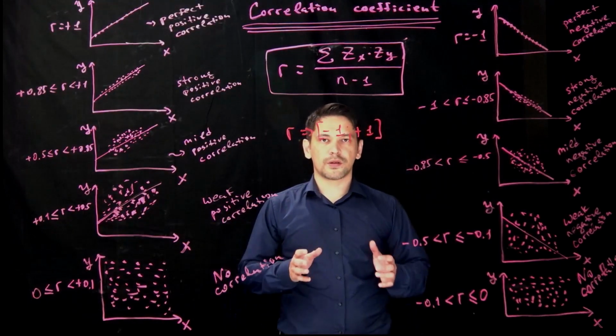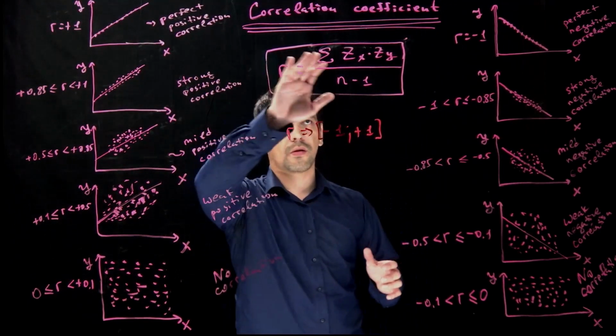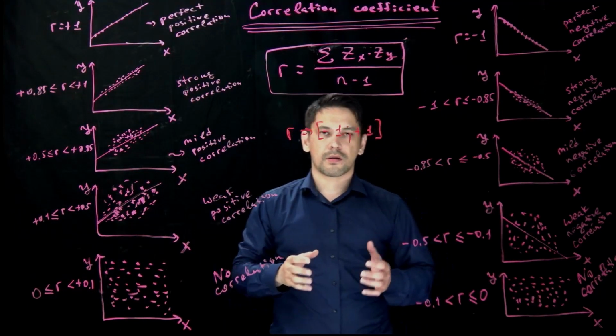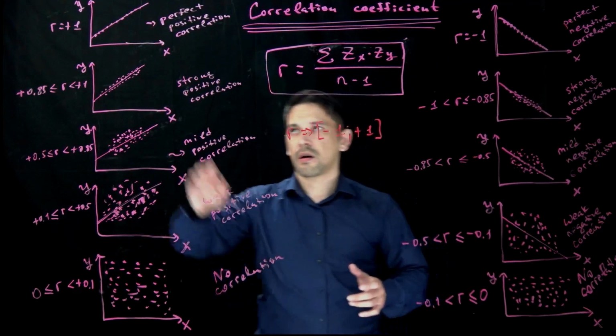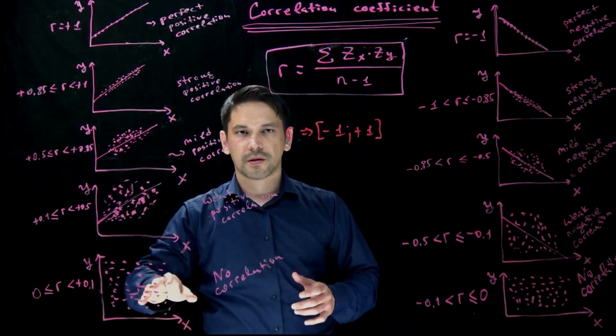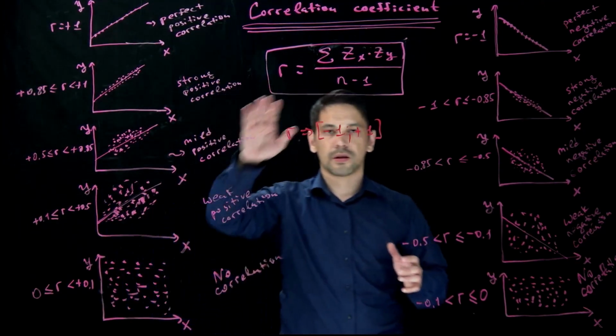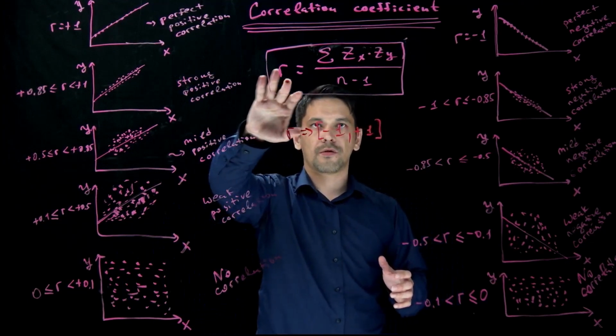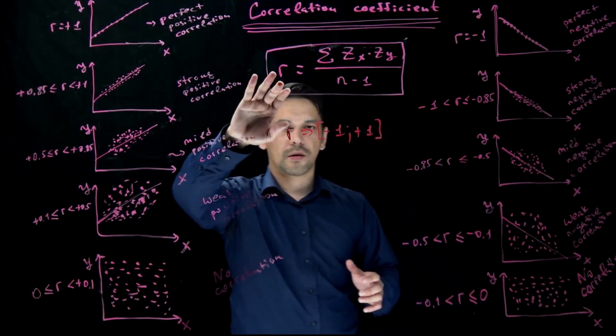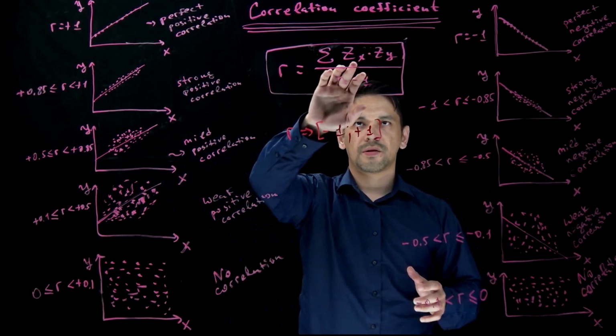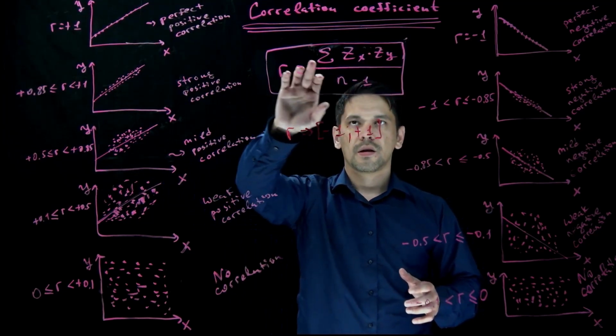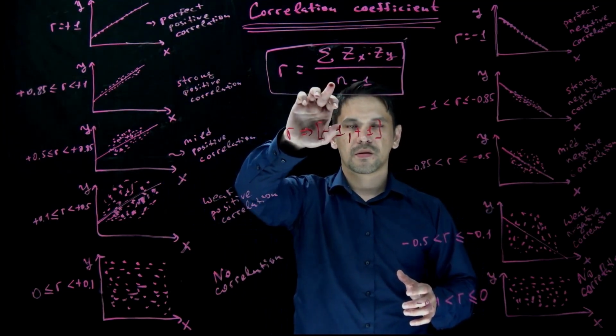Hey guys, in this video lesson we're going to talk about the correlation coefficient. In statistics, there's a special coefficient that shows how far the dots are from the regression line, and it's called the correlation coefficient. And here's the formula for it. In order to calculate the correlation coefficient, you have to multiply the z-scores of all the x and y values, then sum all the products, and then divide that sum by n minus 1.